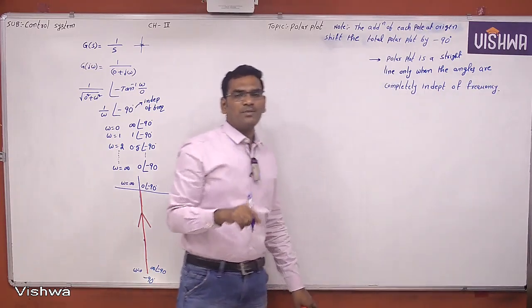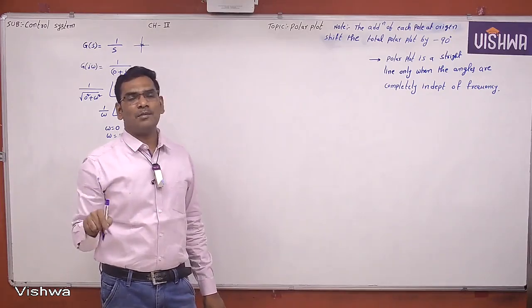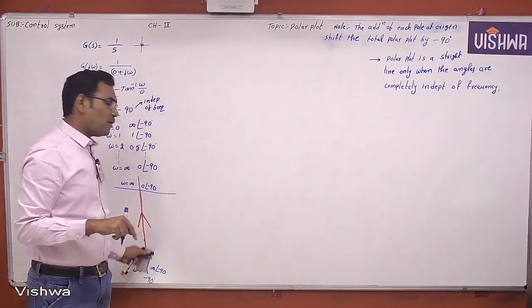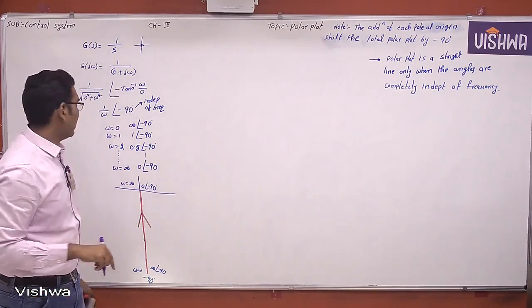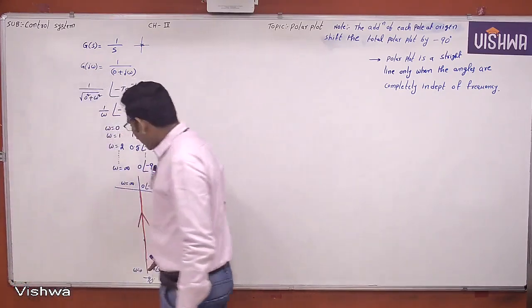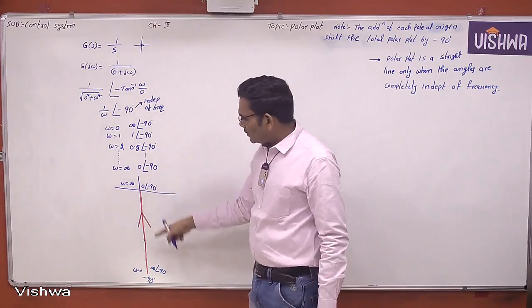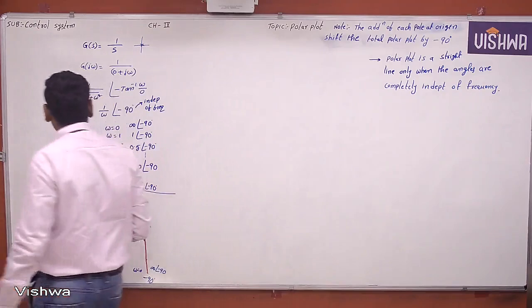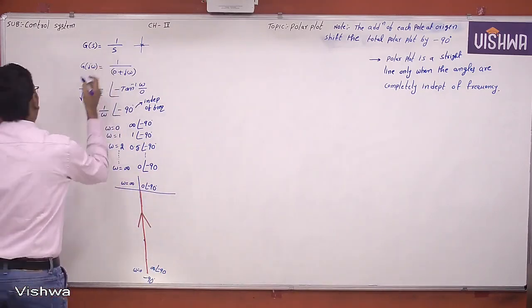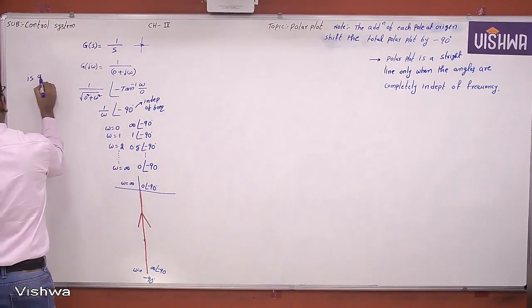But what about the previous problem? Your angle depends upon frequency. That is the reason why the polar plot is not a straight line. Understand? And one more thing here: what is the polar plot of one pole at origin? The polar plot of one pole at origin is a straight line.